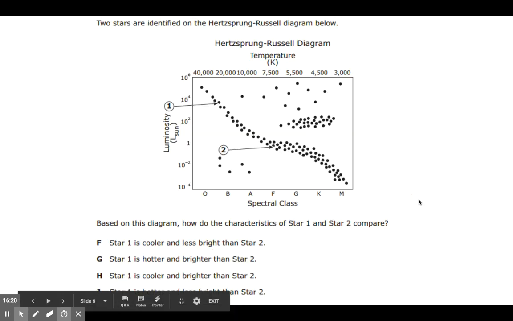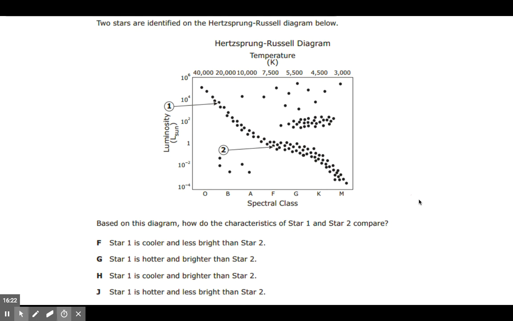Two stars are identified on the Hertzsprung-Russell diagram below. Based on this diagram, how do the characteristics of star 1 and star 2 compare? I want you to attempt this one on your own. So I'm going to give you 1 minute and I want you to interpret it on your own.